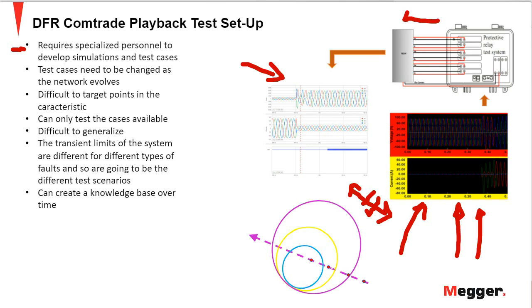They need to be changed as the network evolves. It's difficult to target points in the characteristic. You can only test the cases that you have available. It's difficult to generalize. The transient limit on the system are different for different types of faults, but you can create a knowledge base over time. You can maybe use it to train an artificial intelligence algorithm, perhaps. So, like I said, with everything, there are pros and cons.